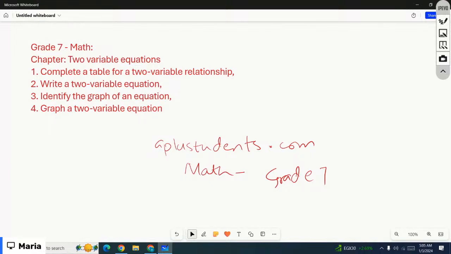We're going to start with chapter 2, two variable equations, and the lessons we're going to cover today are: complete a table for a two variable relationship, write a two variable equation, identify the graph of an equation, graph a two variable equation, right? So please make sure you have your notebook and pencil so that you can note down the important examples and definitions as well, right?